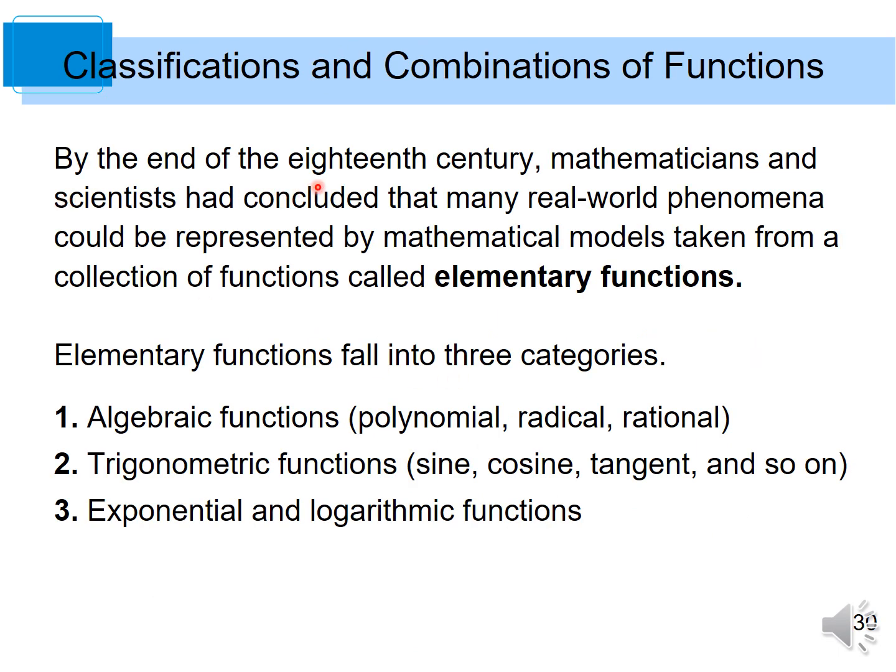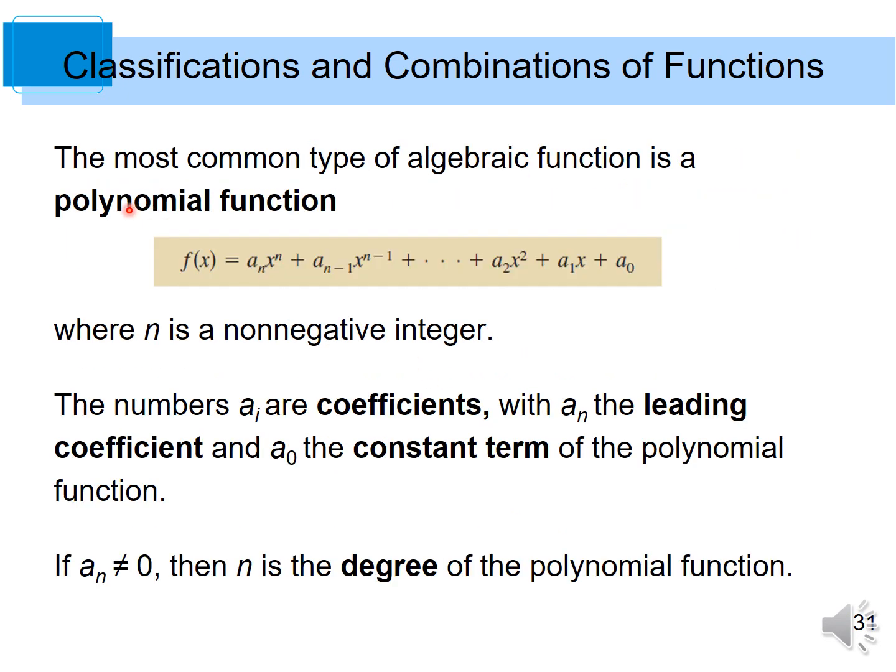By the end of the 18th century, mathematicians and scientists had concluded that many real-world phenomena could be represented by mathematical models taken from a collection of functions called elementary functions. Elementary functions fall into three categories. The first is algebraic functions. Second, trigonometric functions. The third, exponential and logarithmic functions.